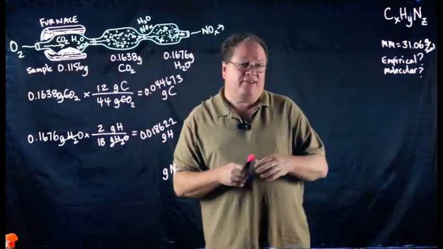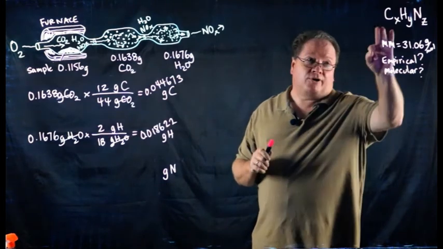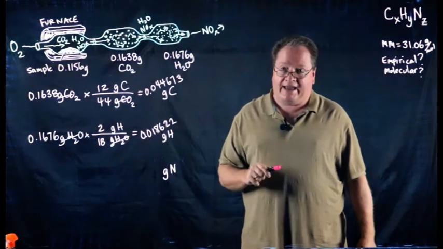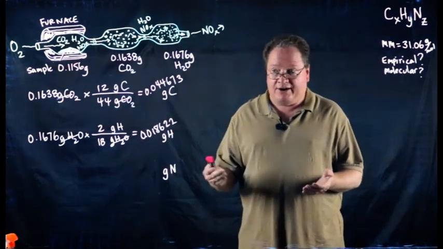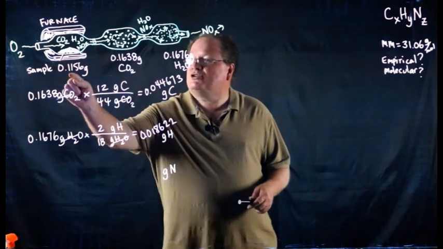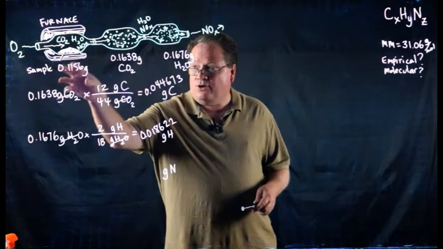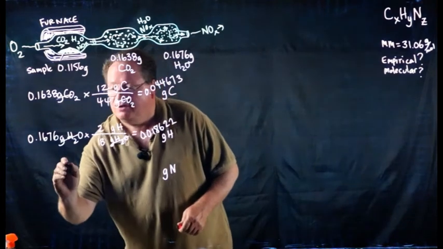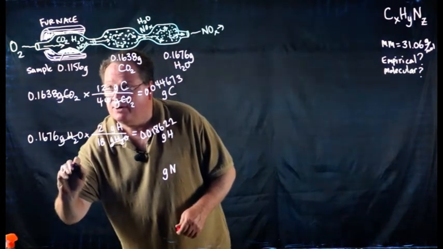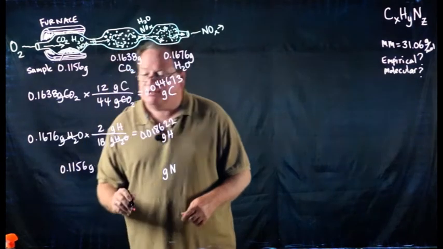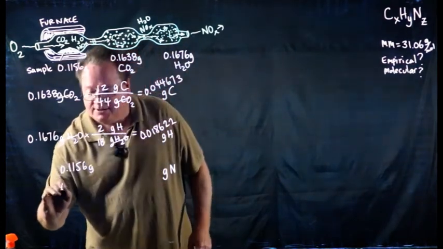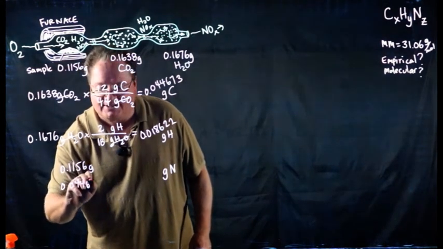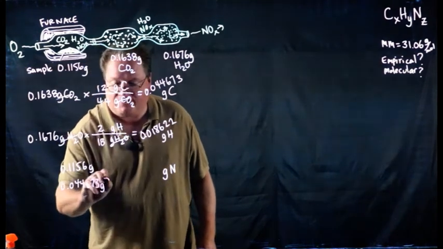Well, remember, we already said there are only 3 different things in the sample: carbon, hydrogen, and nitrogen. We know how much carbon we had. We know how much hydrogen we had. How am I going to figure out how much nitrogen was there? Well, if I add these and subtract them from the original sample, the only thing left is nitrogen. So we're simply going to take our sample, which was 0.1156 grams, and we're going to subtract 0.044673. That's the grams of carbon from that.